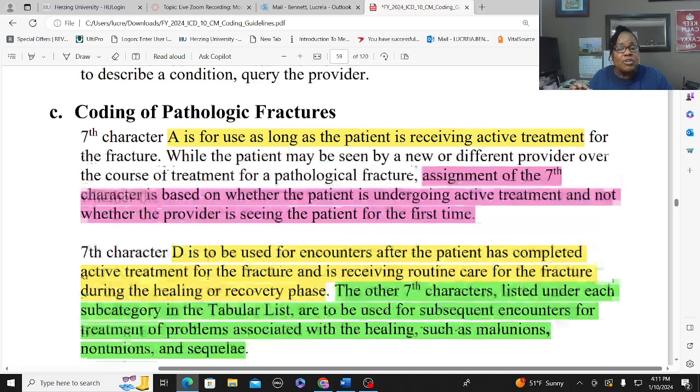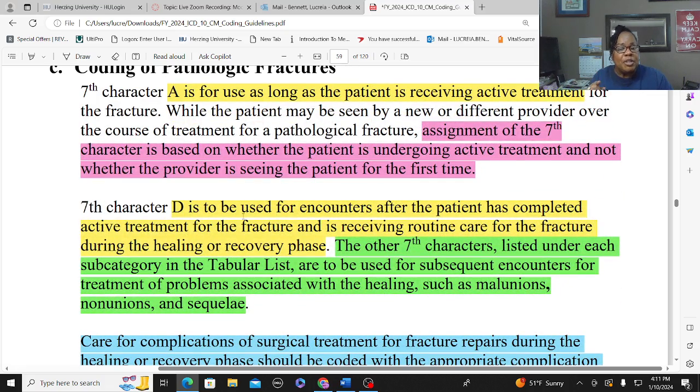Now, the seventh character D is to be used for encounters after the patient has completed active treatment for the fracture and is now receiving routine care for the fracture during the healing or the recovery phase. And then the other 7th characters listed under each subcategory in the tabular list are to be used for subsequent encounters for treatment of problems associated with the healing, such as malunion, non-union, or a sequela.